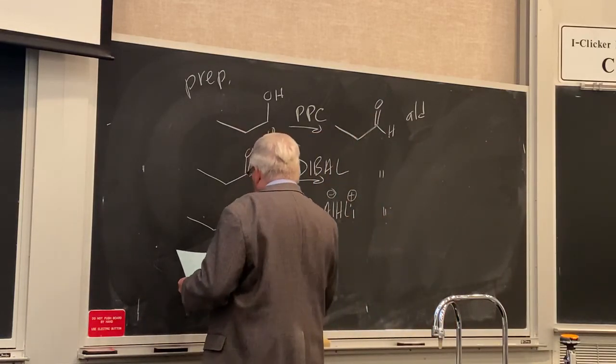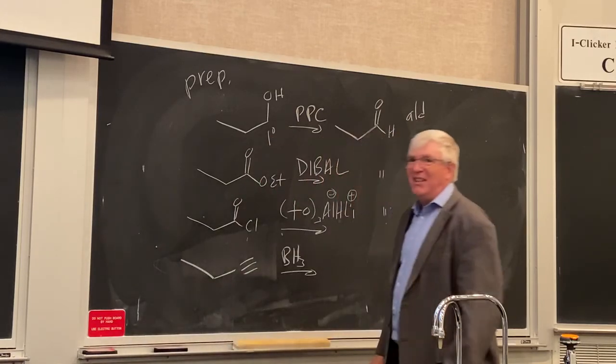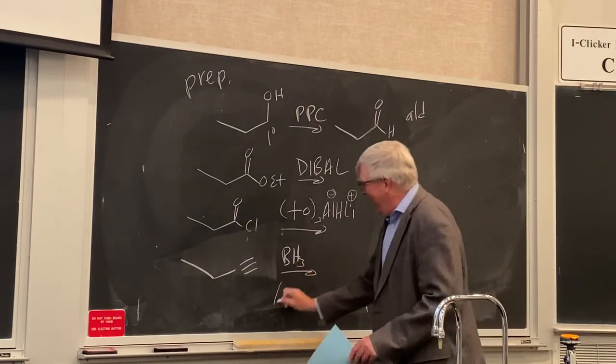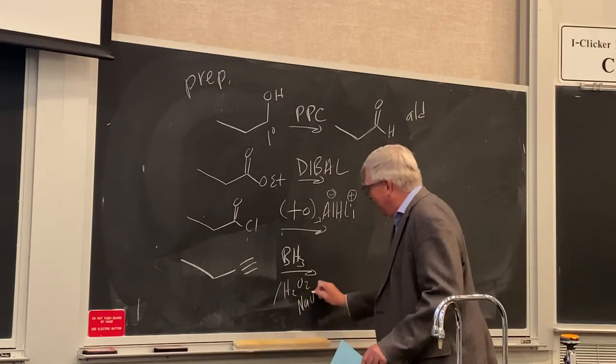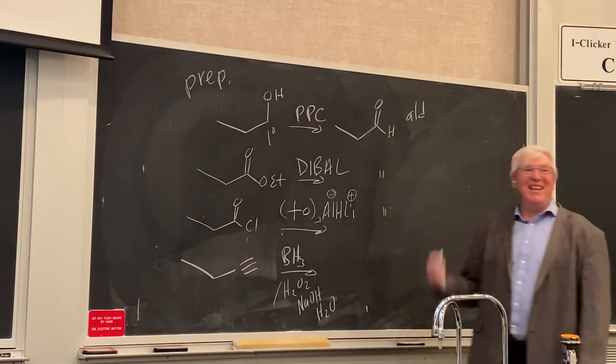Let's jog your memory a little bit here. Let's do a hydroboration of a terminal alkyne. Treat with borane, and then treat with peroxide and base, and you're in water here. What do you get? Yeah, you get an aldehyde.